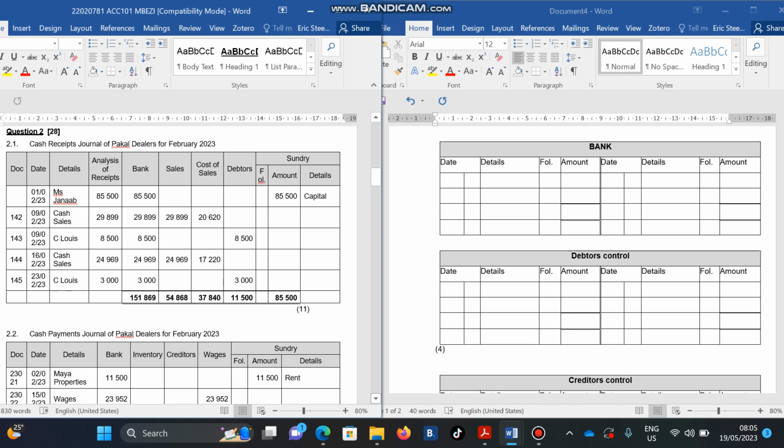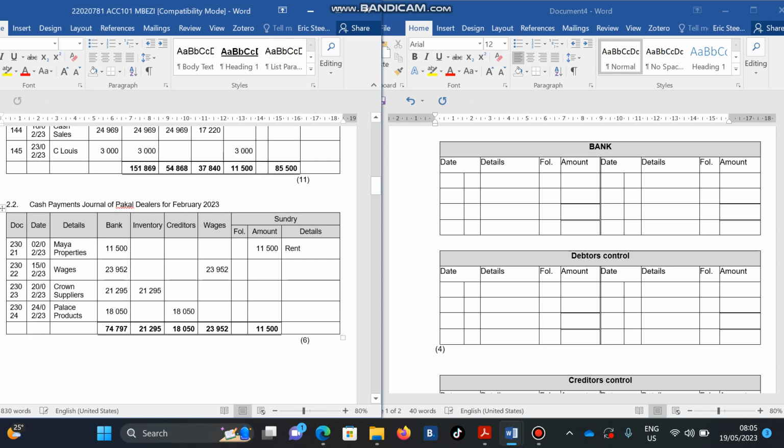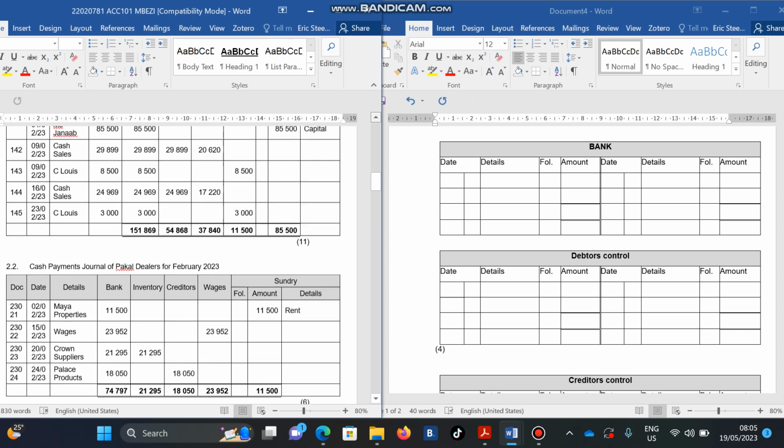In the cash payments journal, you would see your bank will be credited because it's decreasing. Everything else should be debited. If your bank is credited, which means it's negative, some money is going out of your business, and everything else here would increase because you are buying or paying for whatever service that you acquired.